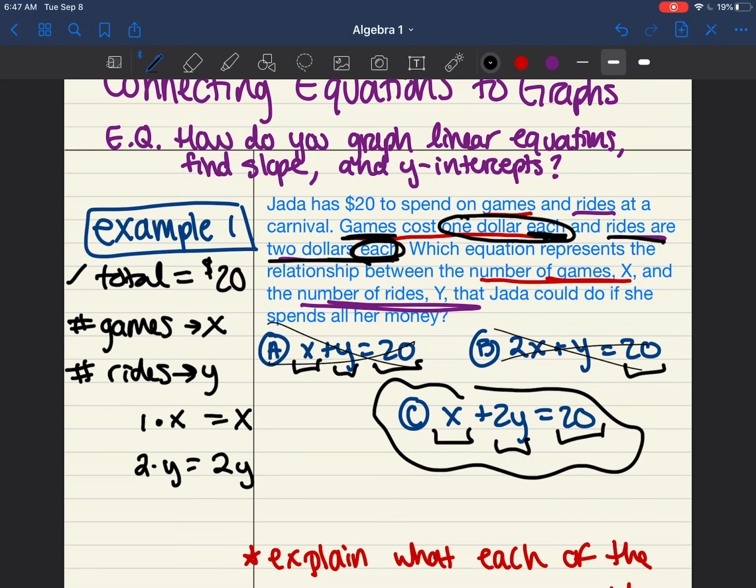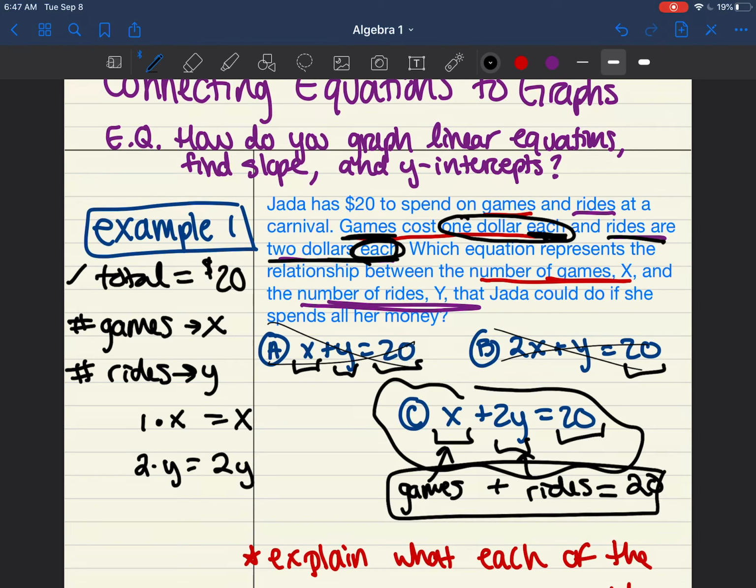This is the cost that she'll spend on games plus the amount of money she'll spend on rides, totaling the $20. So really being able to break down that information. So this equation with two unknowns represents the relationship in example 1.